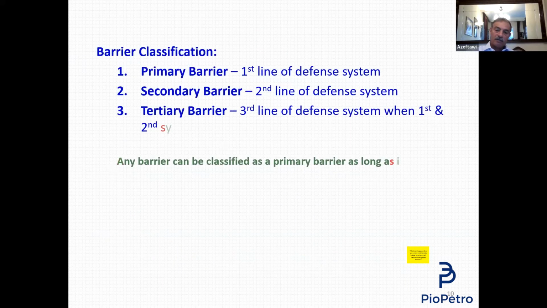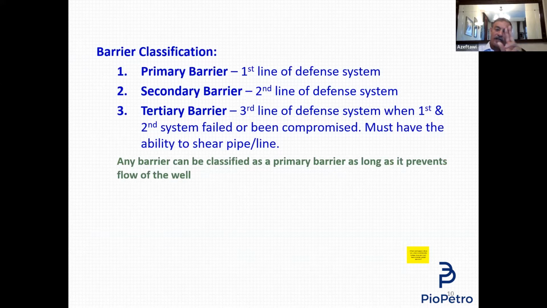These barriers we are using, we classify into three categories. We have three classifications: primary barrier, secondary barrier, tertiary barrier. Normally, when we run in the hole under pressure with a service line, slickline or E-line or electric line, or coiled tubing, we have a device that seals around this slickline or this pipe while in the hole or out of the hole.